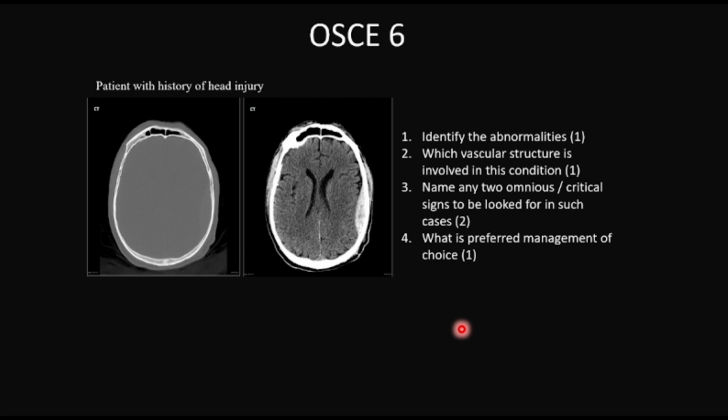Coming to the 6th OSCE, this patient has a history of head injury. So identify the abnormalities. So there's a bony window given and a brain window given, and patient has a history of trauma. You can go through the images, observe what are the abnormalities.